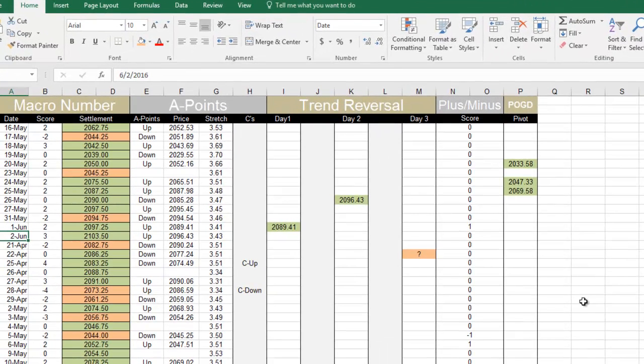I put out this morning that we had the possibility of a trend reversal, and this concept is when you get two A ups in a row, or two A downs in a row, with no C's involved. The next signal goes opposite of those signals. Then that becomes a trend reversal.